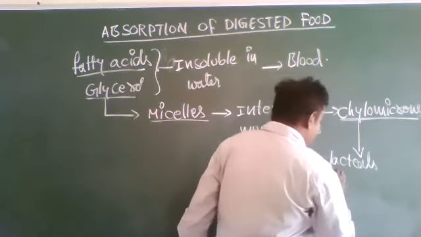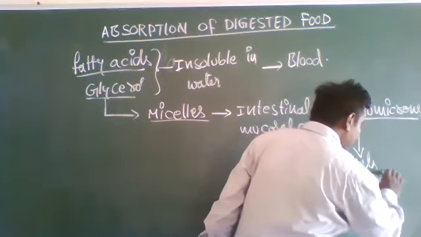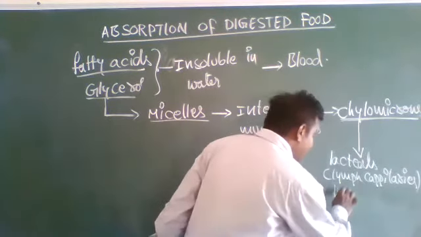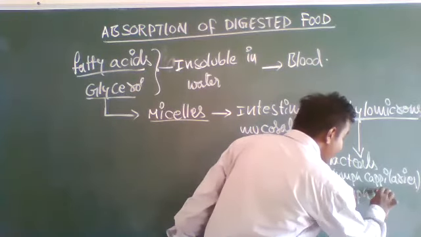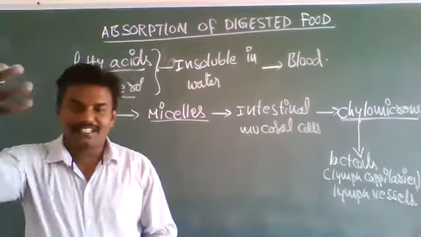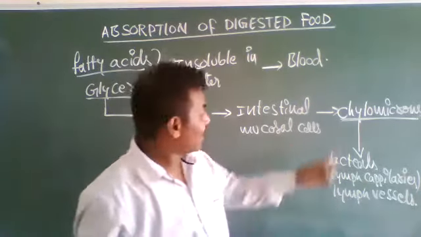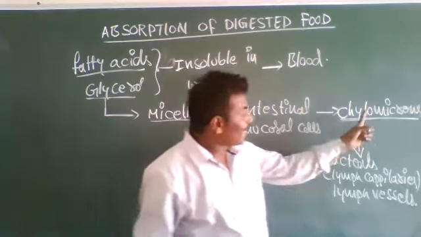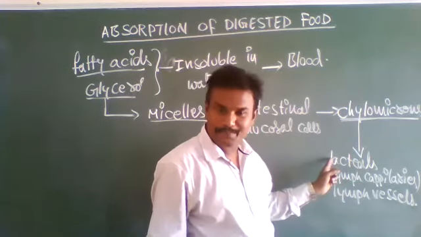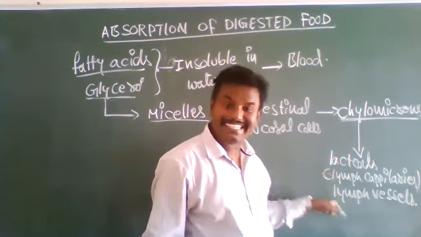Lacteals are also called lymph capillaries. Lymph capillaries are present in lymph vessels. Lymph vessels are present in the small intestinal walls, through which chylomicrons are transported. So the chylomicrons are transferred into the lacteals. Lacteals are also called lymph capillaries, and lymph capillaries are present in the lymph vessels.